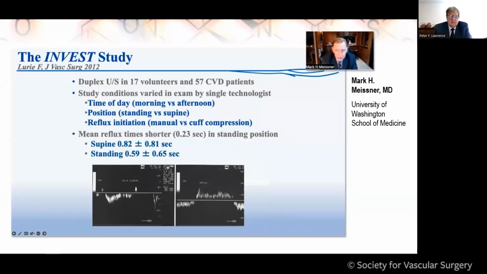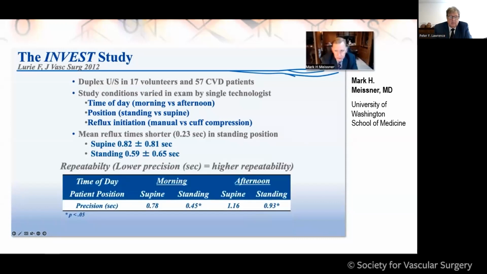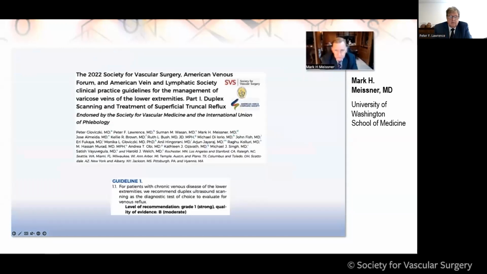Study parameters, including time of day, position, and provocative maneuvers, were varied in the evaluation by a single technologist. On average, reflux times were significantly shorter in the standing compared to the supine position. Repeatability, as measured in seconds, was better in the standing than in the supine position, and the best repeatability was achieved in the standing position in the morning.